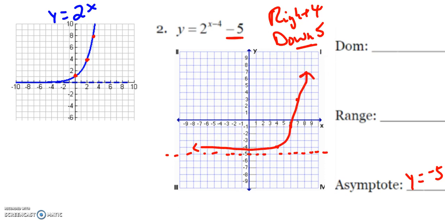That also then had an effect on my range because again it shifted it, our minimum is going to be lower, shifted it down 5. So the range will now be negative 5 to infinity. However, domain is still going to be all real numbers.